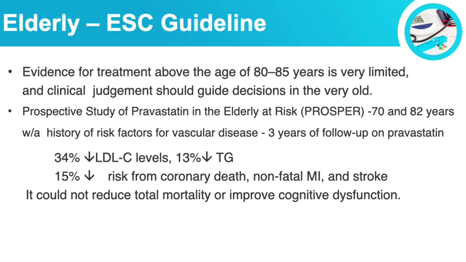A study, the PROSPER or the Prospective Study of Pravastatin in the Elderly at Risk, included subjects aged 70 to 82 years old with a history of risk factors for cardiovascular disease, following up these patients for 3 years while on treatment with pravastatin. It was noted that there was a 34% reduction in LDL-C levels and a 13% reduction in triglyceride levels. There was also a 15% decreased risk in coronary death, non-fatal MI, and stroke. However, it could not reduce total mortality or improve cognitive dysfunction.